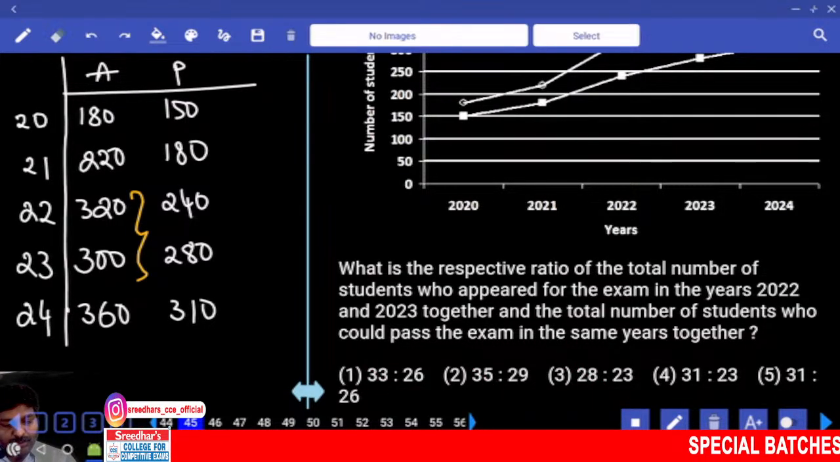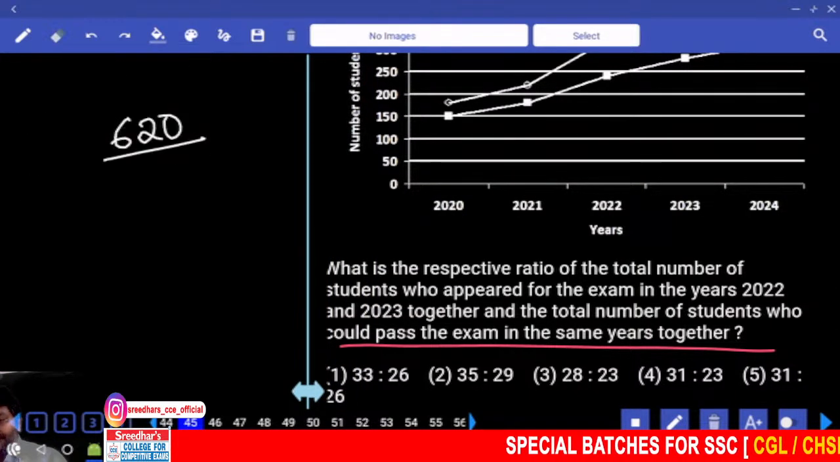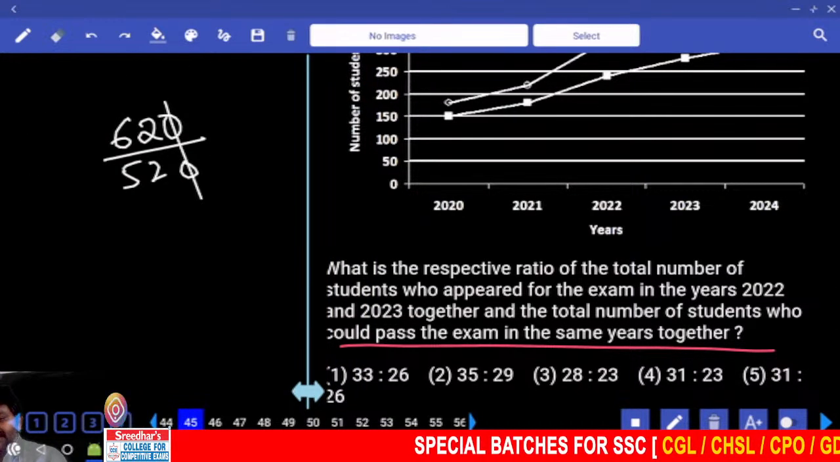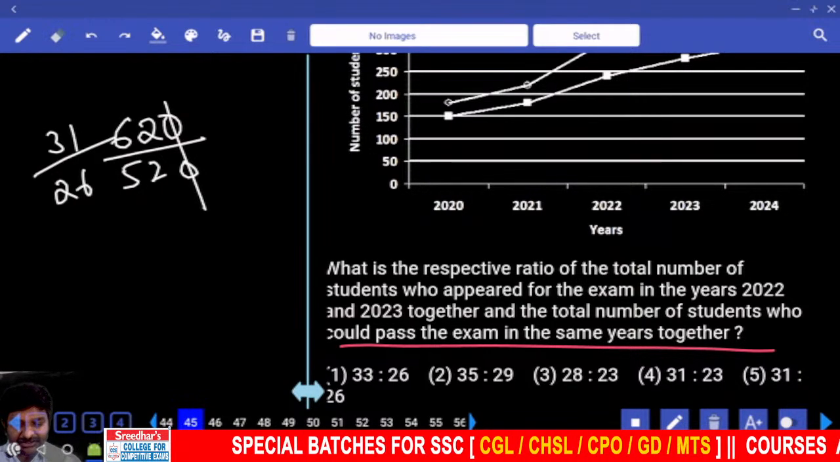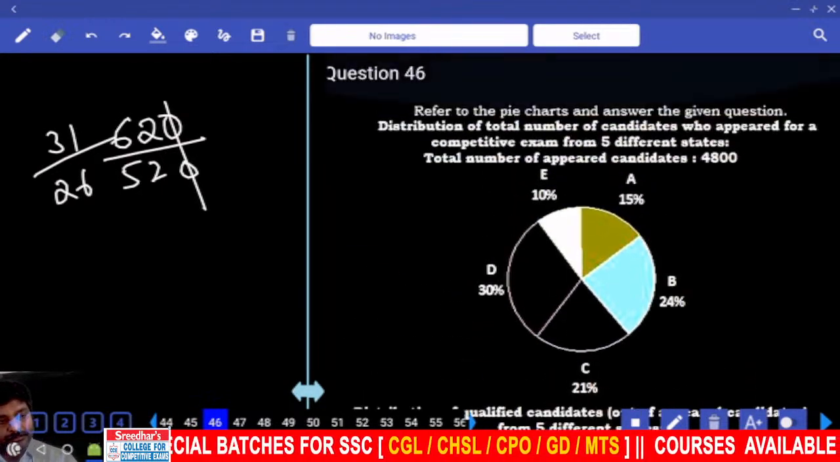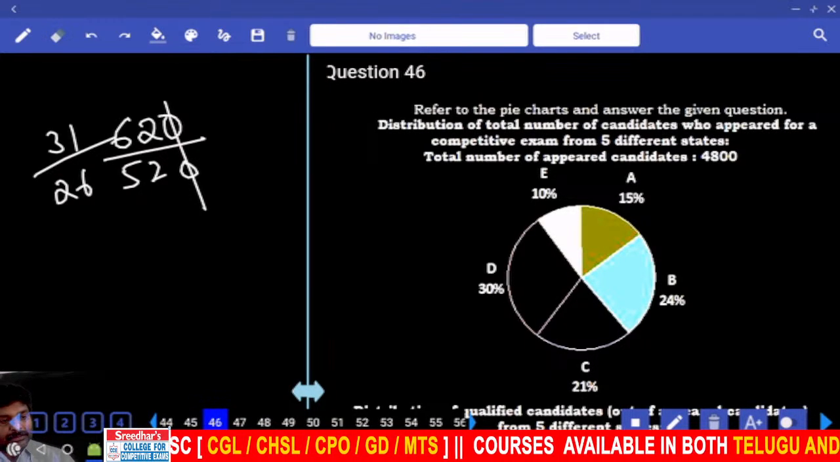Total number of students who could pass the exam from the same years. Who could pass the exam? 5, 20. 0 gets cancelled. 31, 26. Fifth option. Right.